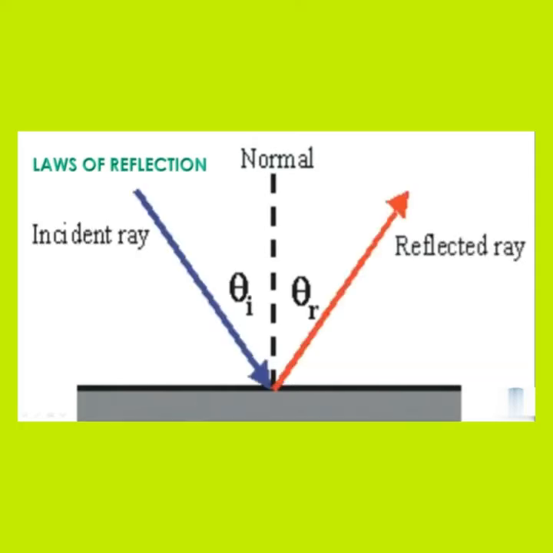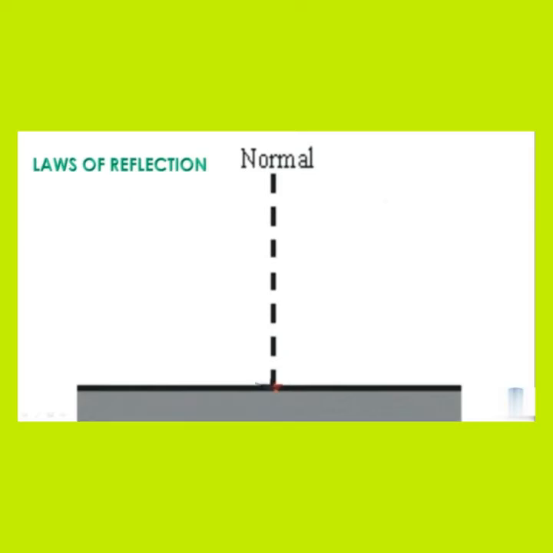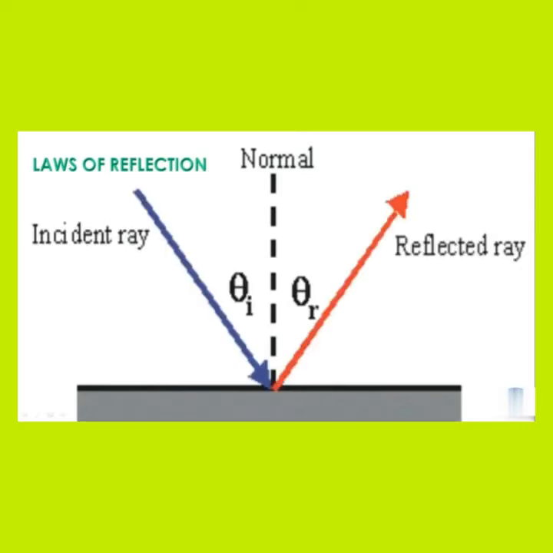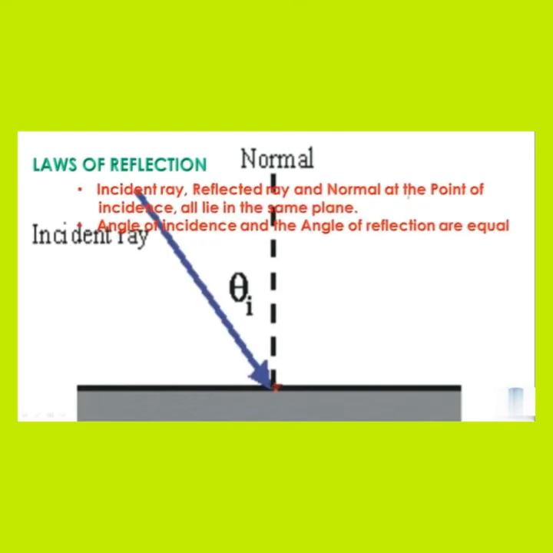Let's see the laws of reflection. The incident ray, the reflected ray, and the normal at the point of incidence all lie in the same plane. Next point, the angle of incidence and the angle of reflection are always equal. That is, angle i is equal to angle r.